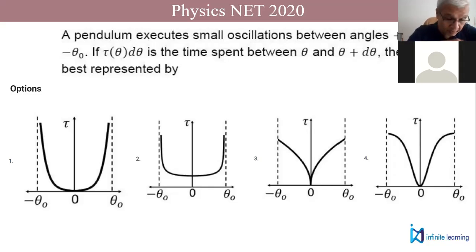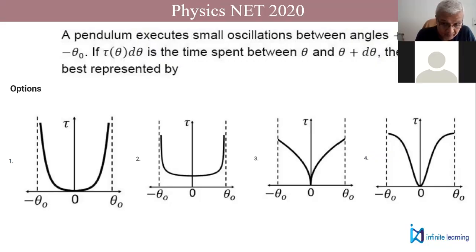So it's a pendulum. Pendulum executes small oscillation. So small oscillation would mean that it's a simple harmonic oscillation, right? When pendulum makes small oscillation, angle of oscillation is small, then the oscillation is simple harmonic. All right. And what we want is the time spent. Now, you don't have to calculate the exact mathematical expression, but yet you have to decide which is going to be the correct graph. You understand what I'm saying?